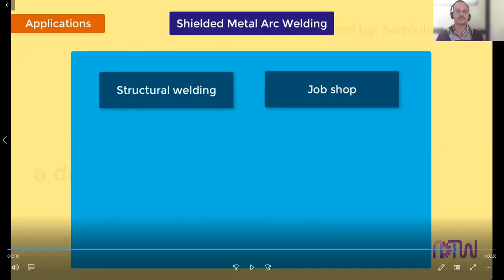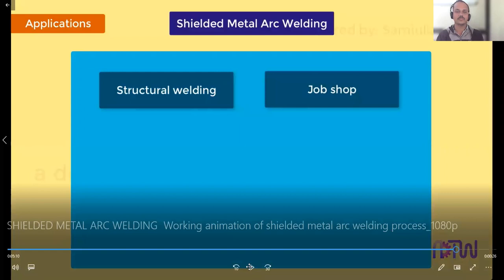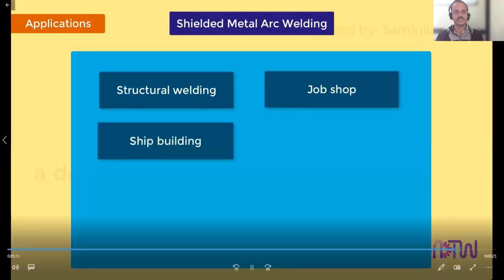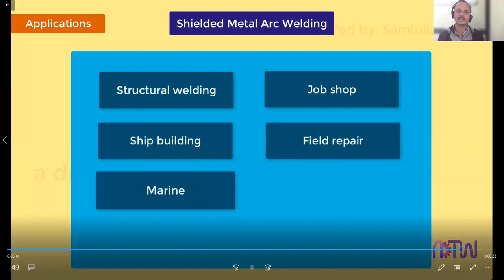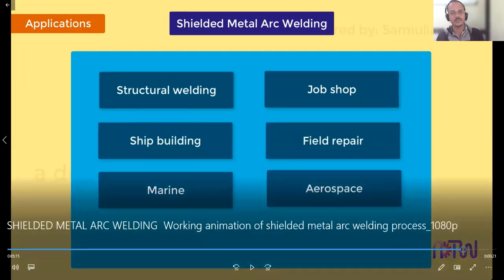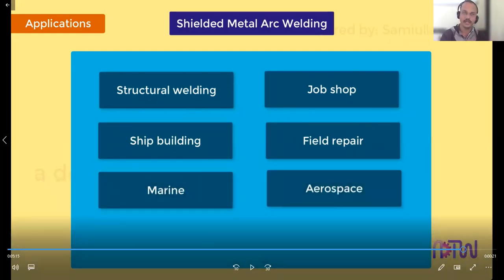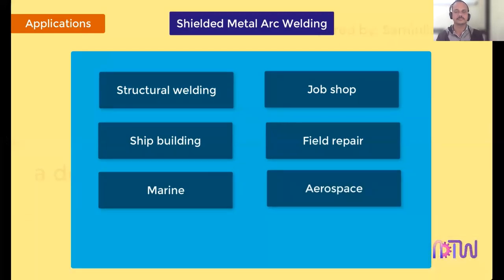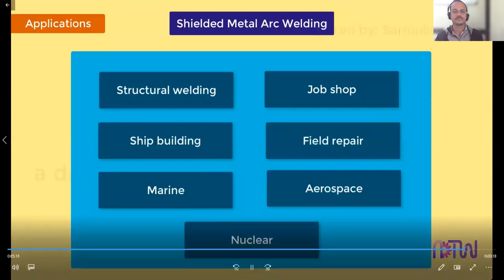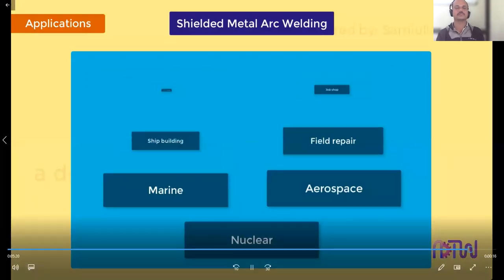Then job shop. Job shop means if some jobs are there, that is, different workpieces in the industry, at that time we can use this. Then shipbuilding, in shipbuilding we can use this type of welding. Then field repair, then marine, and in aerospace also we can use this welding. And nuclear. Hope you have understood the shielded metal arc welding process.